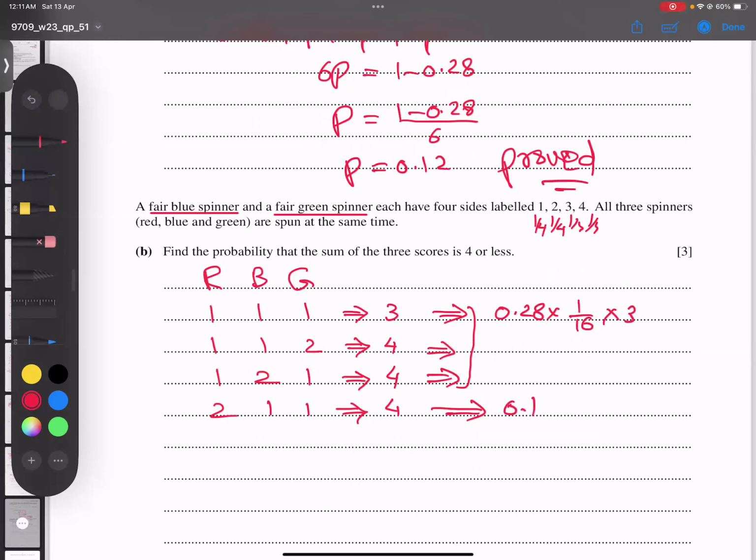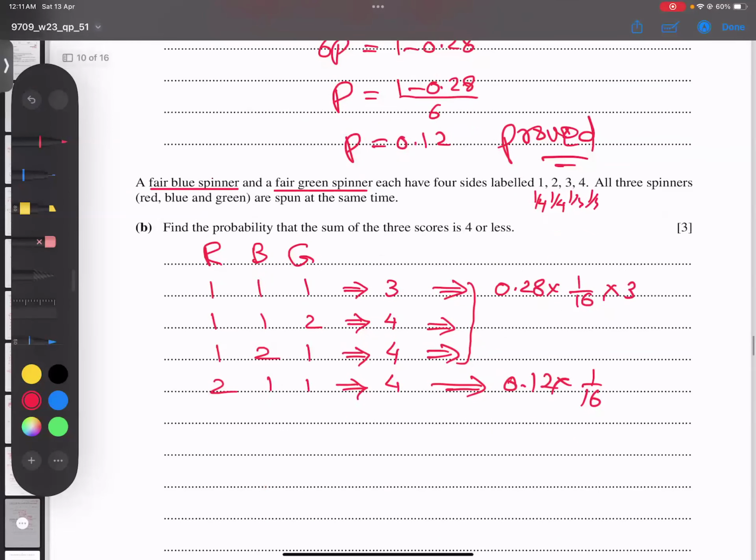So 0.12 into, again, this 1 and 1 is 1/4, 1/4. So 1/16. I believe you got my point, and now I'm going to add them. So 0.28 into 1 divided by 16 into 3 plus 0.12 into 1/16. The answer, if you add them both, is coming in fraction form 3/50.